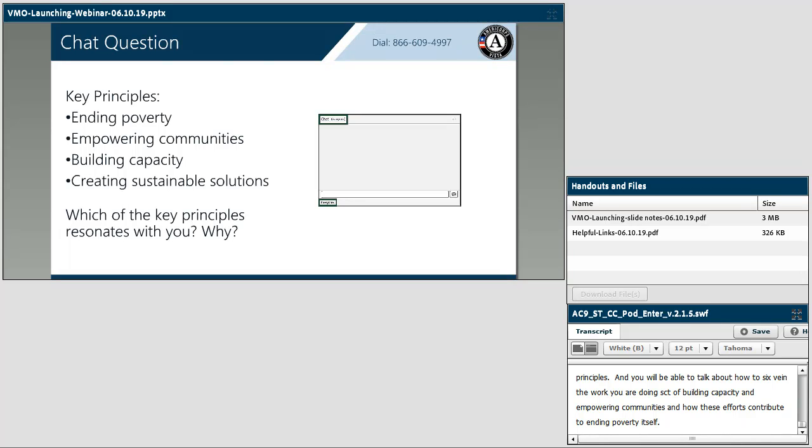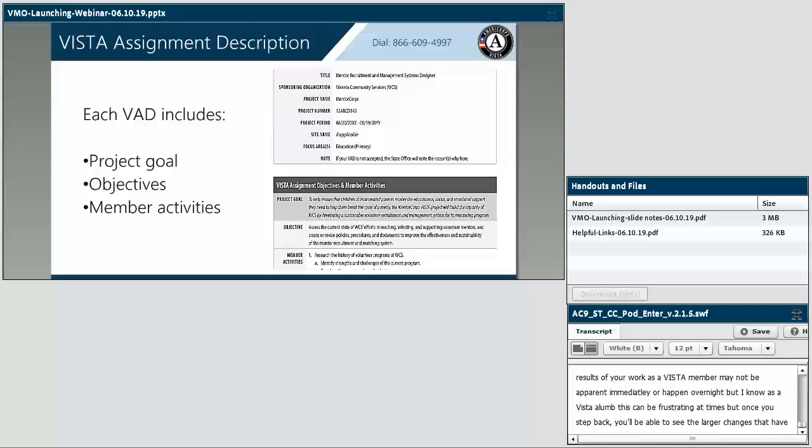Progress in this type of work is pretty slow and incremental, and it's important to know that our work isn't just about fixing stuff, it's also about sharing perspectives and skills. And the results of your work as a VISTA member may not be apparent immediately nor happen overnight. I know as a VISTA alum that this can be frustrating at times, but once you step back, you'll be able to see the larger changes that have resulted from the work that you put in.